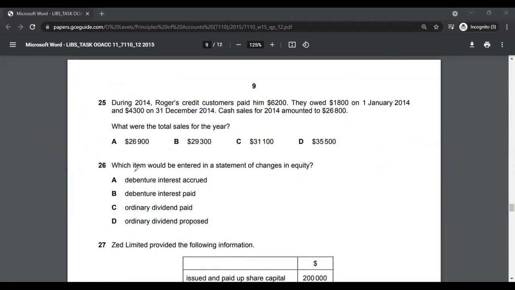Multiple choice 26. Which item would be entered in the statement of changes in equity? And that's ordinary dividend paid. So multiple choice 26 would be option C.